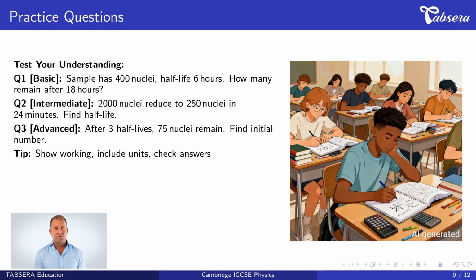For all questions, remember to show your working clearly, include appropriate units in every step, and check that your answers make physical sense. Attempt these problems now before looking at the solutions.